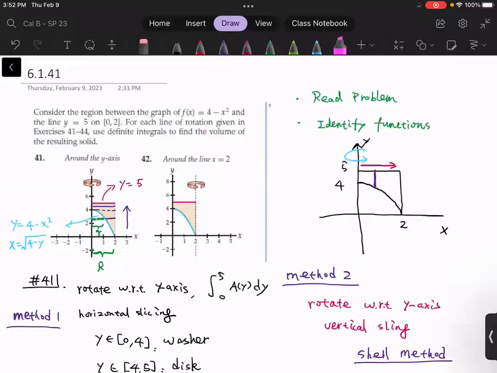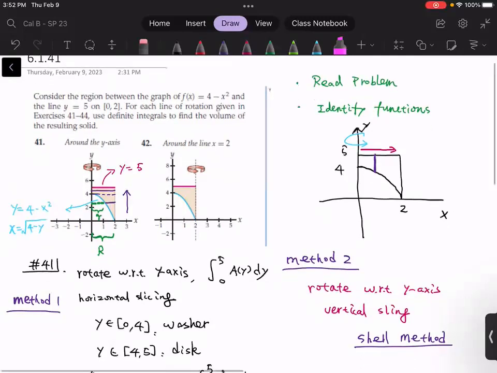Hi everyone, here we will work on number 41 in section 6.1. In this section, we are learning the integration formula to find the volume of a 3D object. For this particular problem, the solid is obtained by rotating the shaded region along the y-axis.